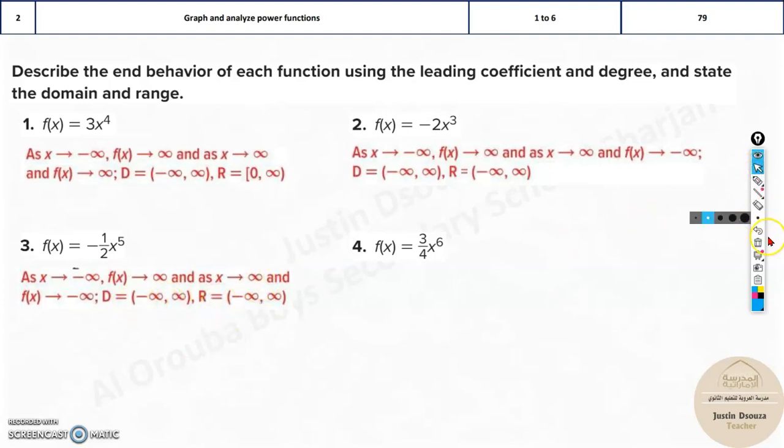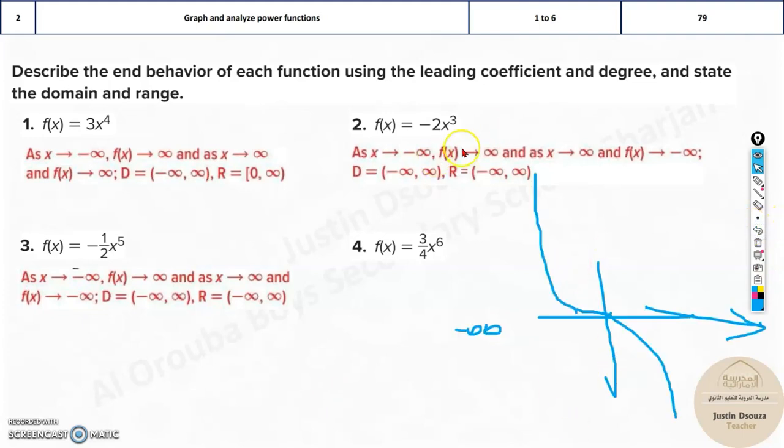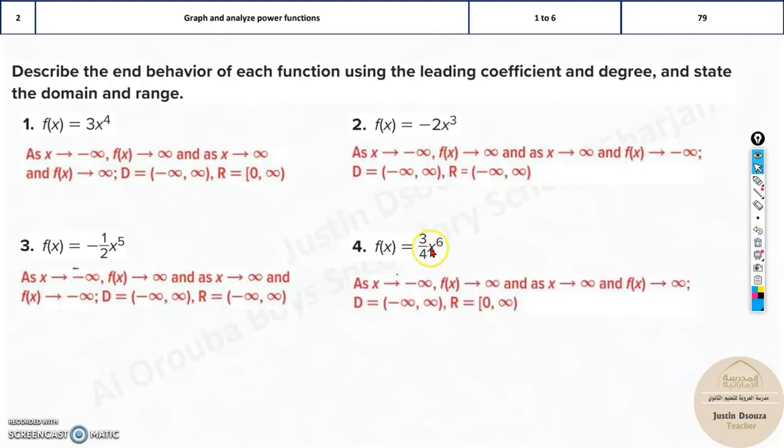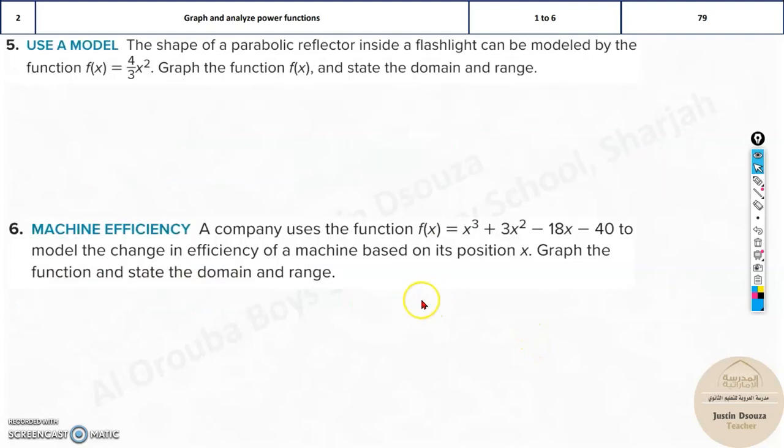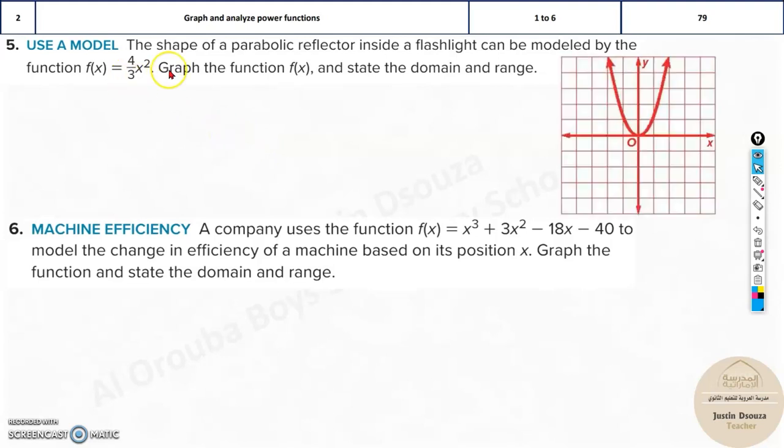And the domain is, we can see, all real numbers, and range is also all real numbers, because the graph will extend towards both the sides. Here again we have a positive parabola, just like this. It's the same thing. Now over here we have two more functions. It's again a very simple one. Over here they have to graph. We can easily graph them. Over here it's a parabola. You can graph it and you can tell what's the domain and range.